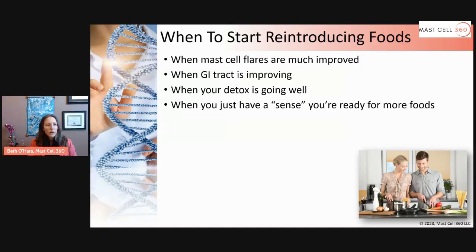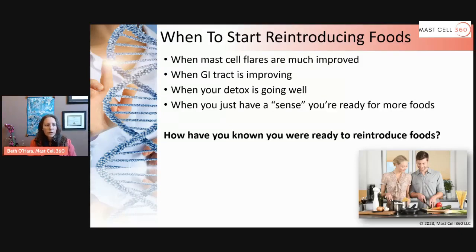So I'm wondering if you've been able to reintroduce new foods. How did you know you were ready? I'm curious what your signals were, what your signs were. So if you want to put that in the comments, I'd love to hear, and we'll share it with everybody. That way you may have some signs that help somebody else. We may not have thought about that being a way of knowing you're ready to reintroduce foods.